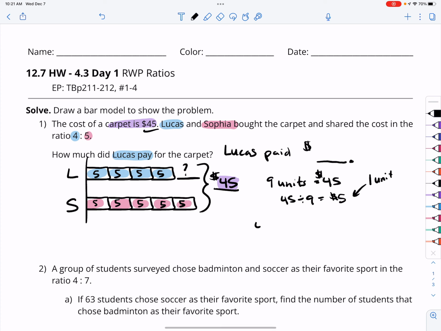So Lucas has 4 units, and each one is $5. So that means Lucas spent $20. 4 times 5 is 20. And just to double check ourselves, that would mean that Sophia spent 5 units of 5, which is $25. And if we combine those two amounts, we do get our original 45. So I can feel quite confident that Lucas did in fact pay $20. That's less than Sophia. That fits the meaning of this ratio really well.